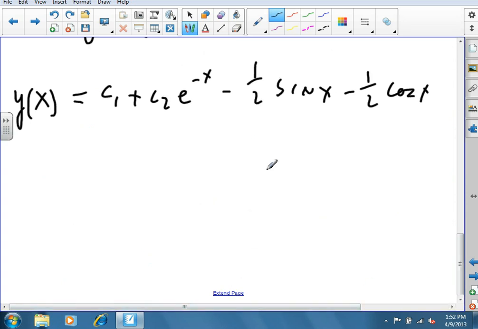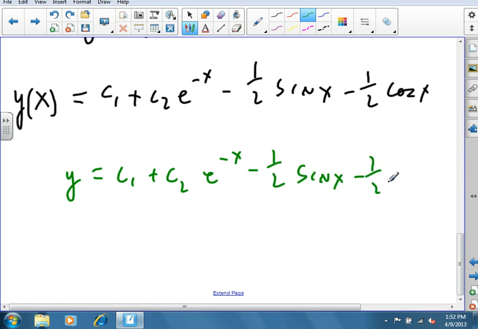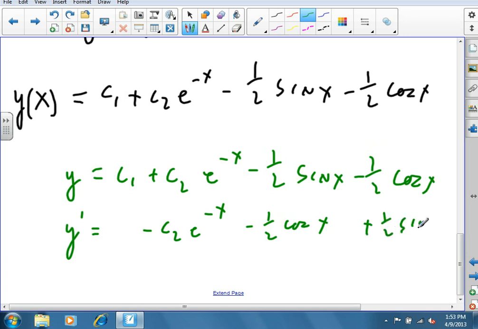And then I say, okay, well that's fine. Let's see if it checks. Y is c1 plus c2 e to the minus x minus 1/2 sine x minus 1/2 cosine x. Y prime is minus c2 e to the minus x minus 1/2 cosine plus 1/2 sine. Y double prime is c2 e to the minus x, 1/2 sine, minus 1/2 cosine. No, plus 1/2 cosine.